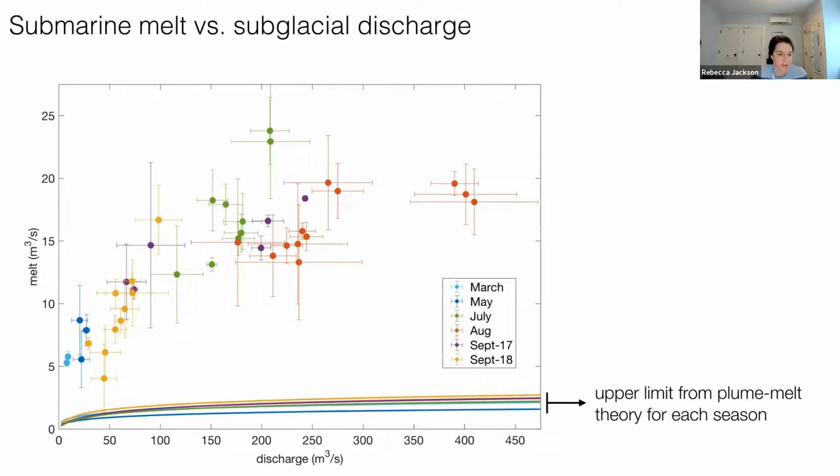And as a first step, we can compare these fluxes with what we might expect from the standard plume-melt theory, where each of these lines is a prediction for each of the seasons based on the standard formulation. And as you might expect, based on everything I've just said, these predictions are much lower than the melt we observe, by about an order of magnitude. So the bulk melting, again, is about an order of magnitude higher than we'd expect from theory. But interestingly, they both show this dependence on discharge. And with these budget estimates, we're actually able to look at melt across a much wider range of conditions than what I showed in the kayak surveys.